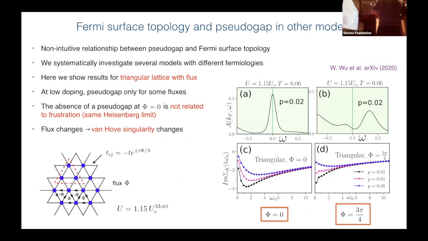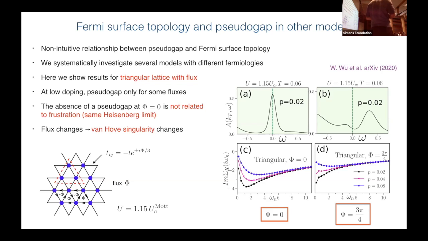Now, we want to understand this a bit better. So it seems there's a connection between the Lifshitz transition and the pseudogap. And at the moment you go through a Lifshitz transition, your Fermi surface exactly goes through the Van Hove singularity in the square lattice. So we wanted to understand if this is something generic, if we go to other models.